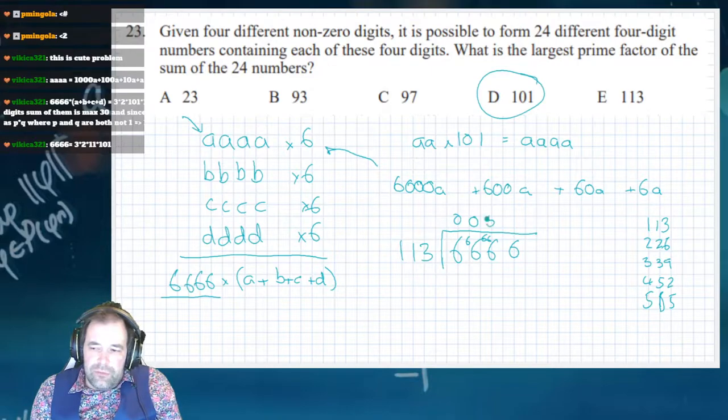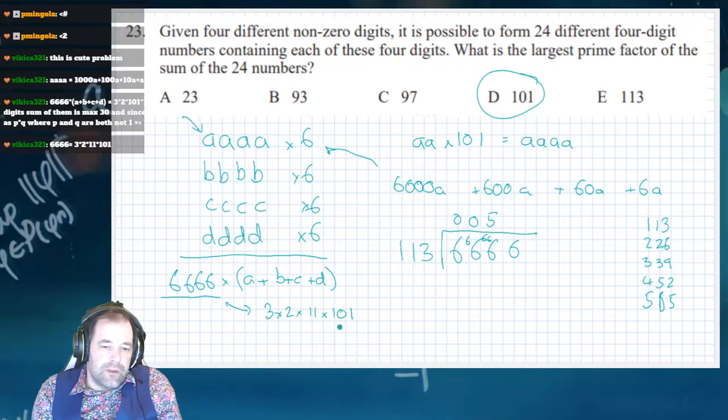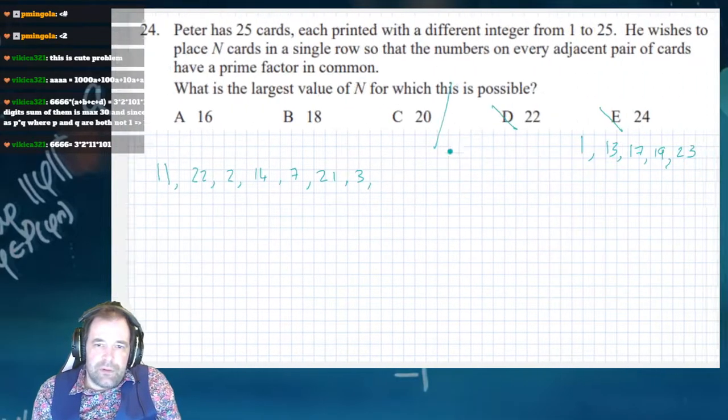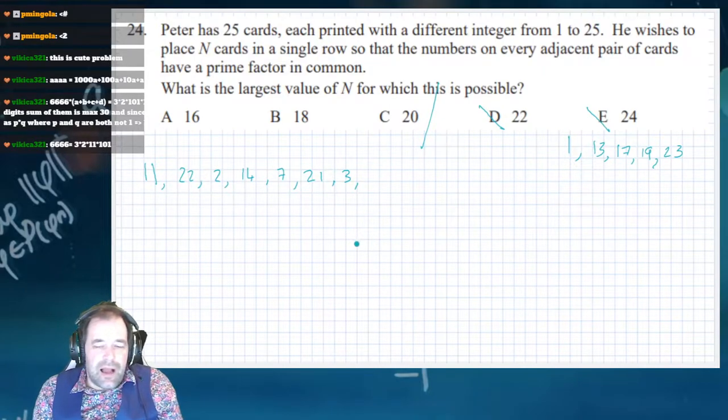So it goes 5 times. Oh, 6,666 is 3 times 2 times 11 times 101. So Vic's just prime factored this. He said that's 3 times 2 times 11 times 101. So we know that this has to be a multiple of 6,666. And the highest prime factor of 6,666 is that. And then this can't be high enough to get you 213. Yeah, okay. Well done, Vic. I knew I was right, I just couldn't prove it.